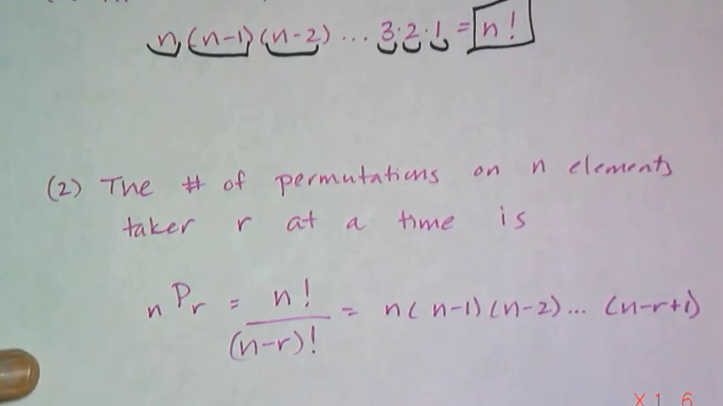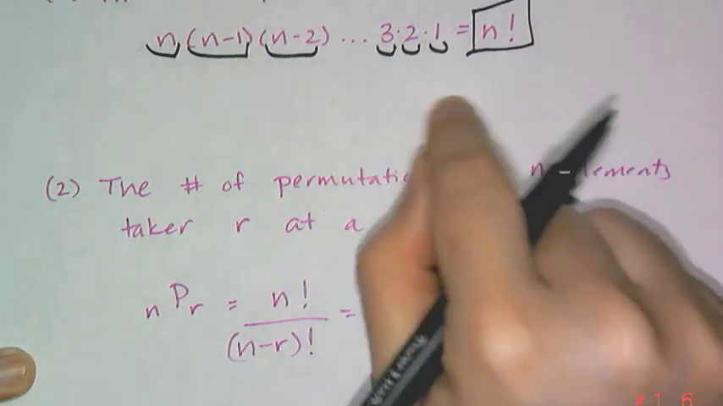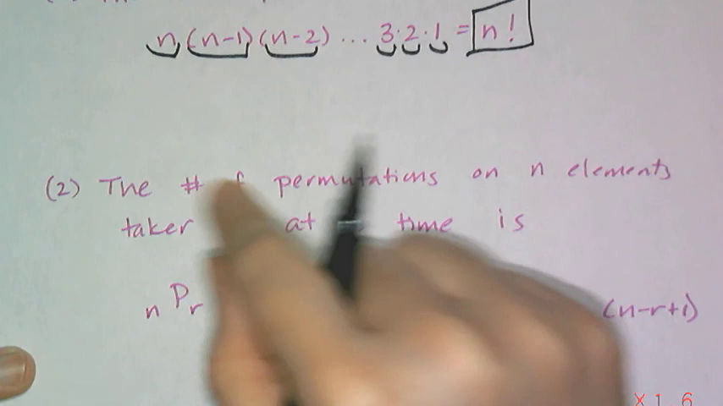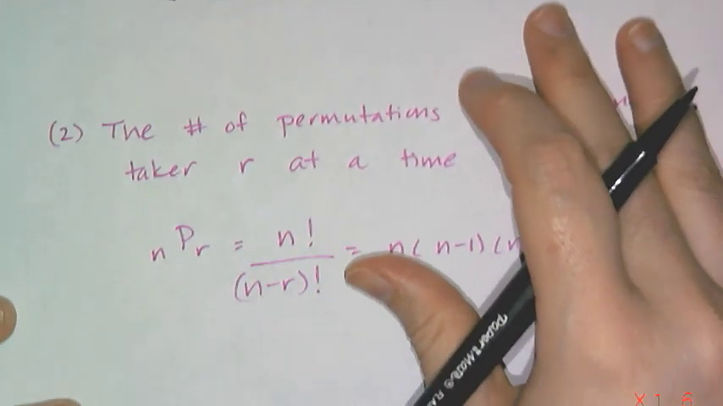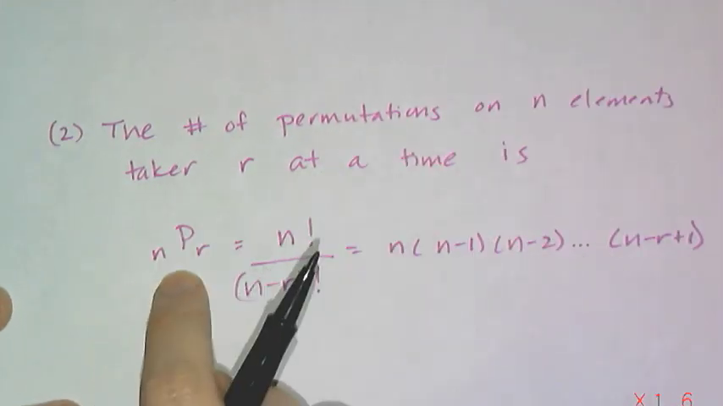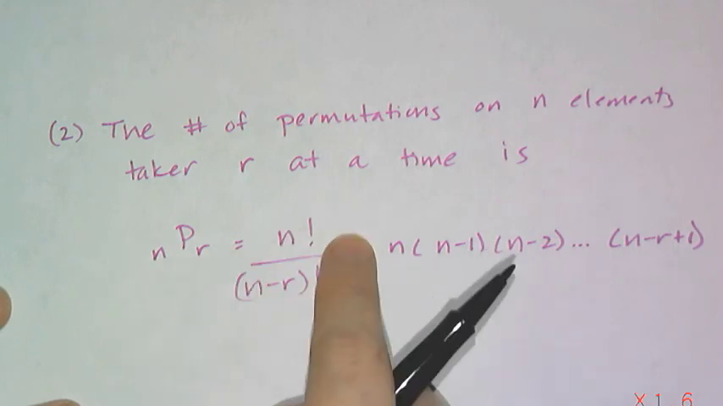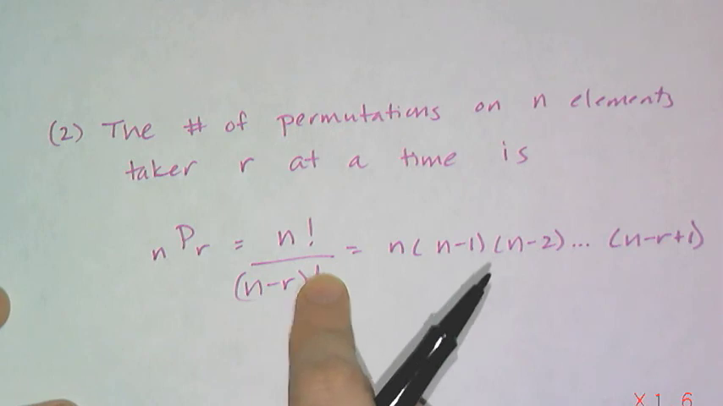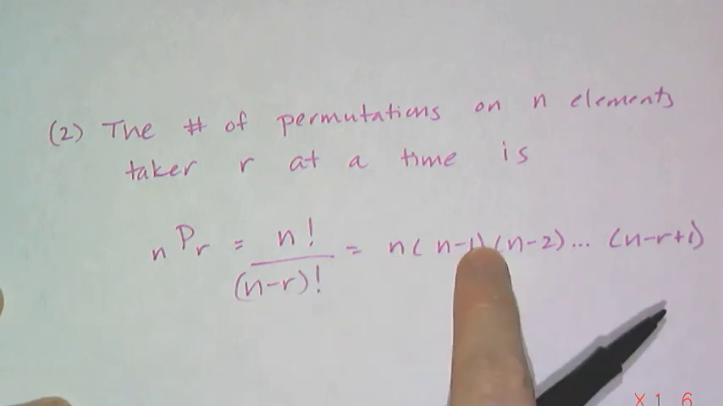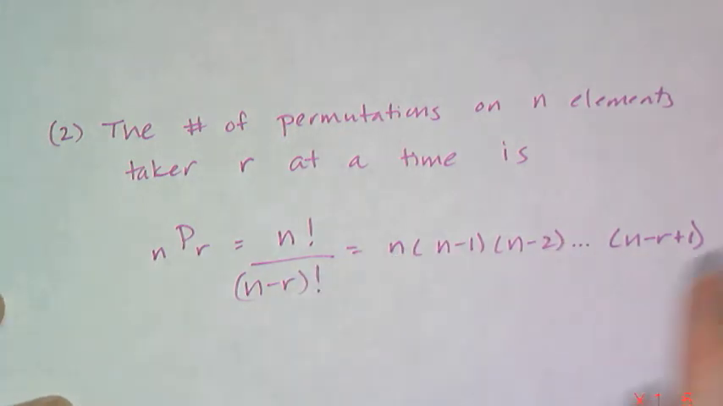Now if I want to find the number of permutations not of all n elements, but just r of them, I have this notation here, which means permutations of n things taken r at a time. And that's really just n factorial over n minus r factorial, or n times n minus 1 times n minus 2 dot dot dot, n minus r plus 1.